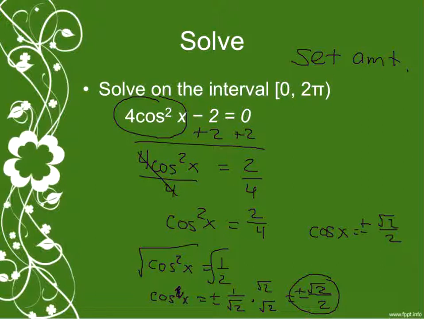So let's add these to this problem. I do have a set amount because they want me to only go around my unit circle one time only. So not infinitely many, I have a set amount of solutions. So again, this time my solutions are, let's just rewrite them one more time: pi over 4, 7 pi over 4, 3 pi over 4, and 5 pi over 4.